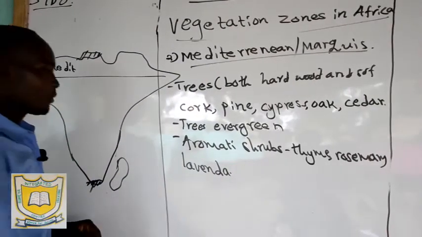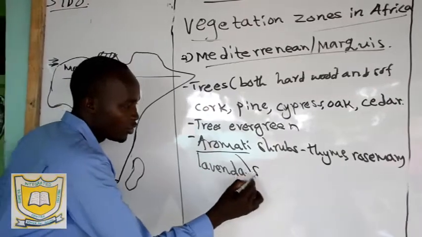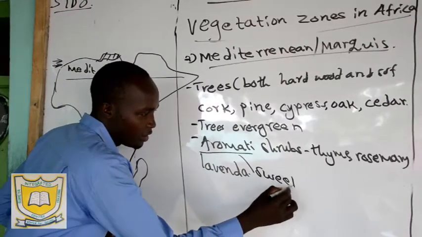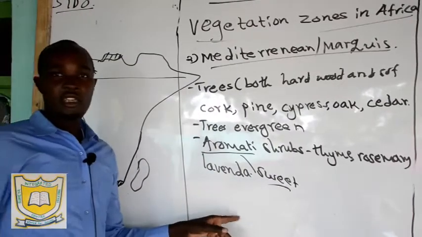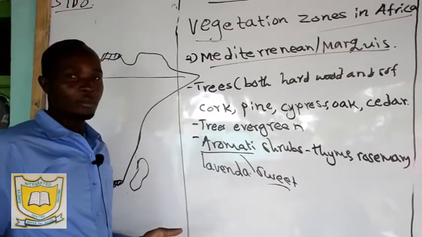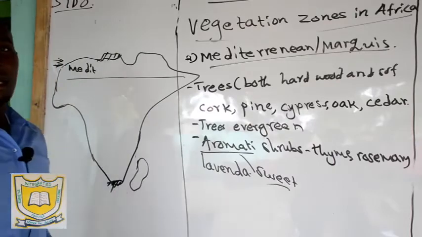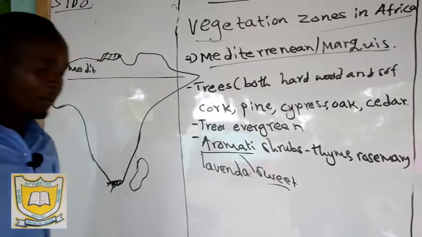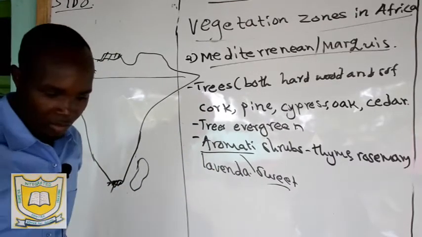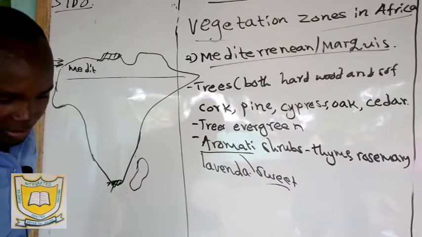When you talk about aromatic, we are talking about sweet smell. When you move to this forest, you will find the shrubs have a very sweet smell as you approach the forest. So that's what you call the word aromatic. Examples of those aromatic shrubs are thyme, rosemary, and lavender.